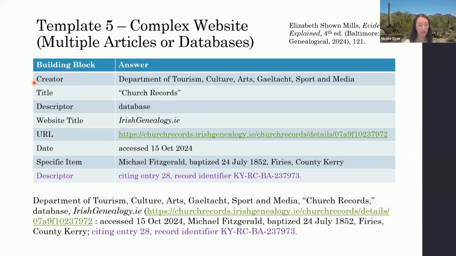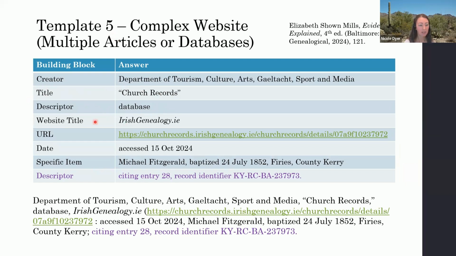So first we have the creator, and the creator of the irishgenealogy.ie website is a branch of the Irish government called the Department of Tourism, Culture, Arts, Gaeltacht, Sports, and Media. Then the title of the database that we're using is the Church Records database. Then sometimes you can add a descriptor, and I might even change this to say database without images. And that's actually the example that she uses in template 5, a database that doesn't have images.